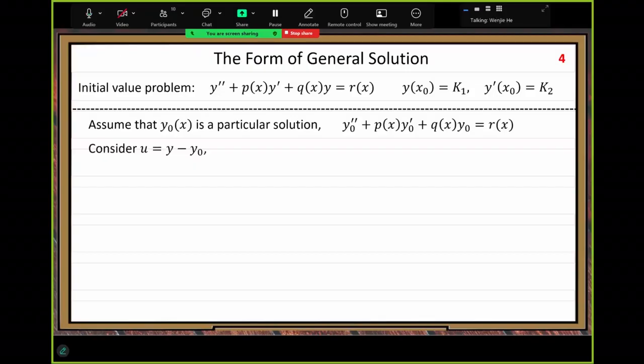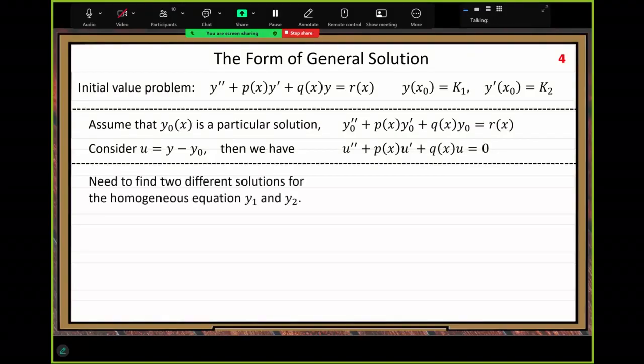We just repeat the idea in our previous slide, but this time we work on the general form. So you plug in, and this u function satisfies the homogeneous version of the original equation. We need to find two different solutions for the homogeneous equation, y1, y2.